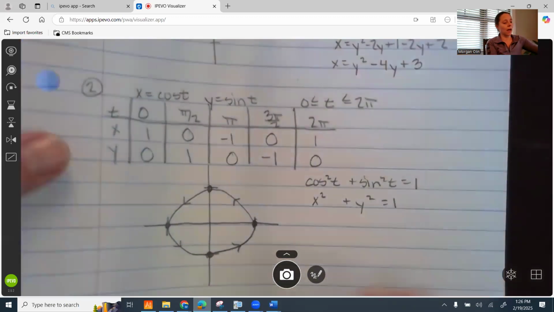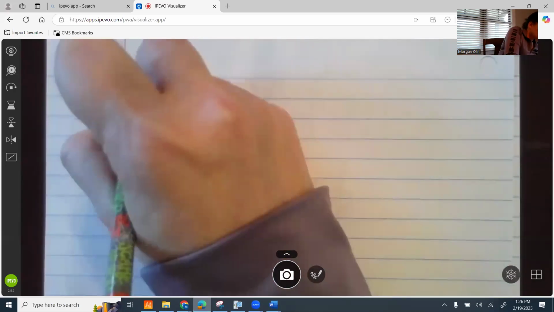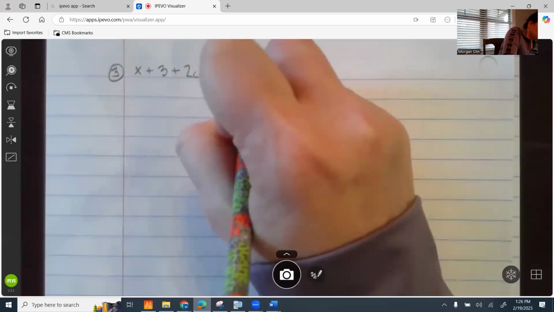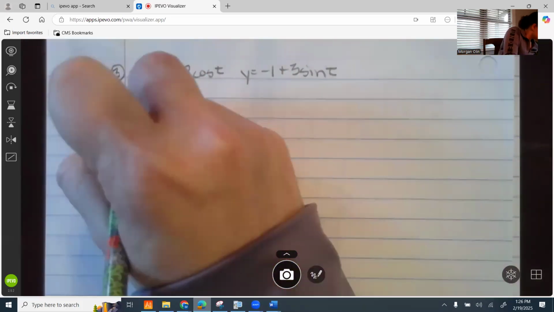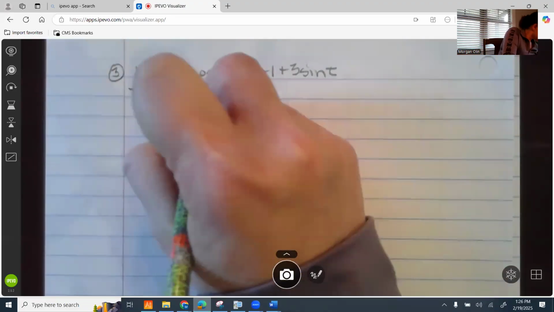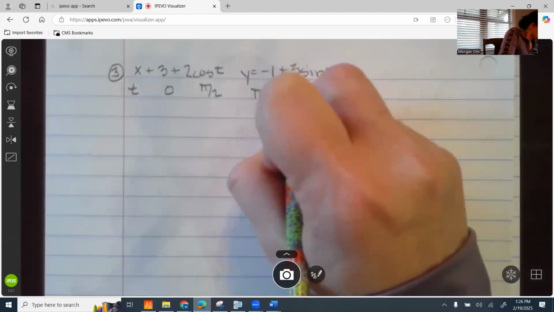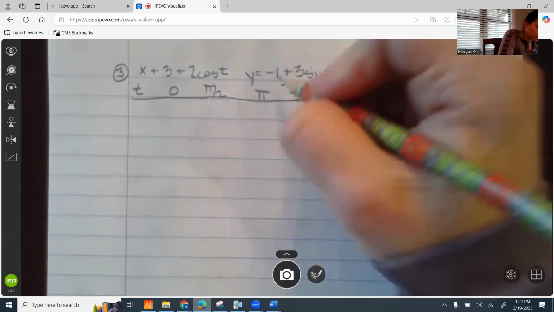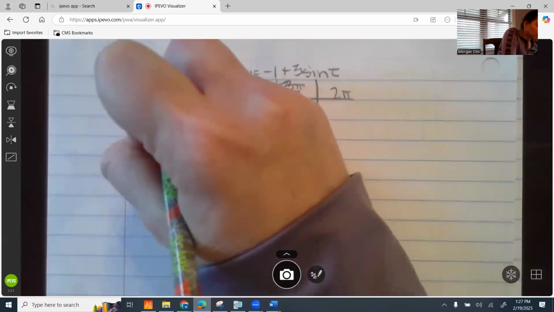All right, let's go look at another one. Number 3. x equals 3 plus 2 cosine t, and then y equals -1 plus 3 sine t, like that. So t equals, we'll do those nice ones again. Now be careful here. This isn't straight just cosine and sine. You got some other numbers with those. And that should be an equals right there.